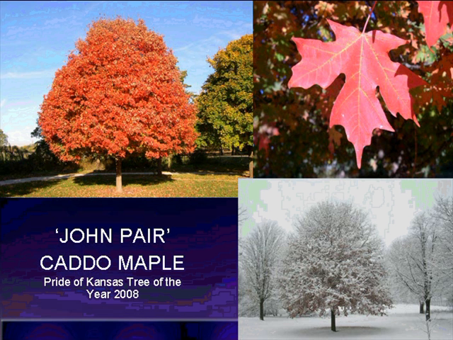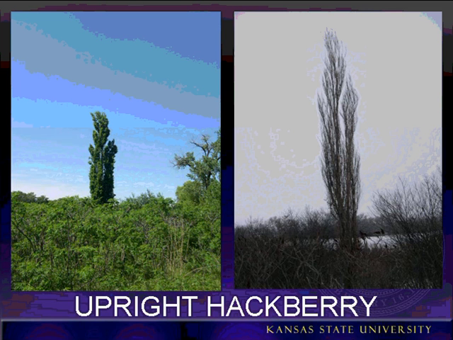That's my fault. One of the ones we suggest is found right here at the John Pair Center, the John Pair Cattle Maple, which is a southern seed source of sugar maple and is very tolerant. Another one that's out of the Pair Center here is the upright hackberry called Prairie Sentinel.